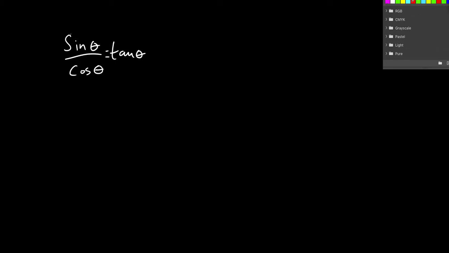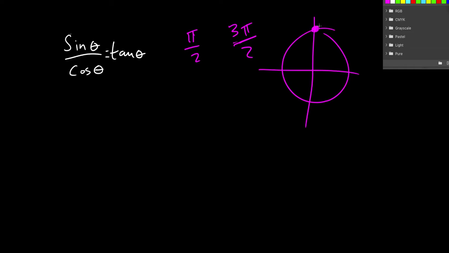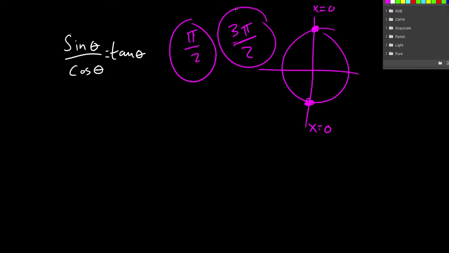And so we can't have division by zero. So whenever cosine equals zero, which happens in a few places, we have that at pi halves, and we also have that at 3 pi halves. Just think of the unit circle. The x value right here equals 0, and that's our pi halves. And then the x value right here also equals 0, and that's our 3 pi halves. So for those two spots, we have division by 0.